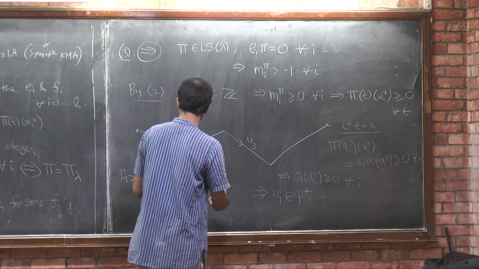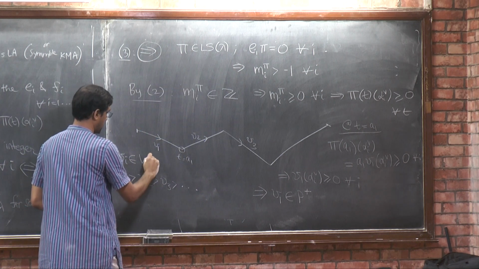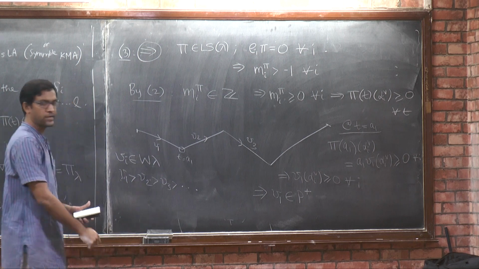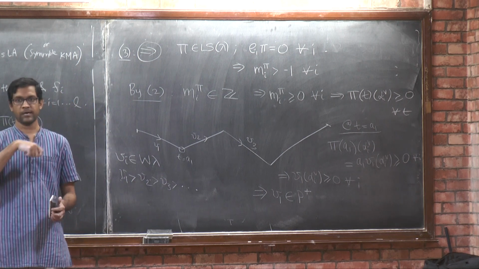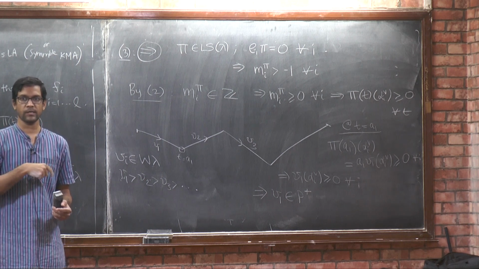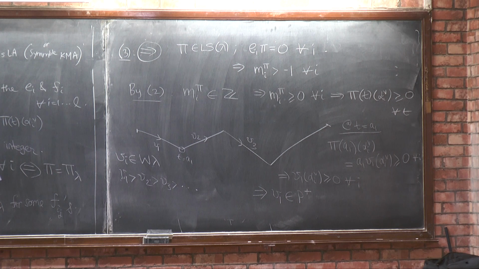But remember, all these nu's are Weyl conjugates of a particular lambda, right? They're all Weyl conjugates of the chosen dominant weight lambda. It's in the Weyl orbit of lambda, and what we are saying is nu1 is a dominant element of the Weyl orbit of lambda. Now the Weyl orbit of lambda contains only one dominant element, which is lambda itself. All the other guys are non-dominant.